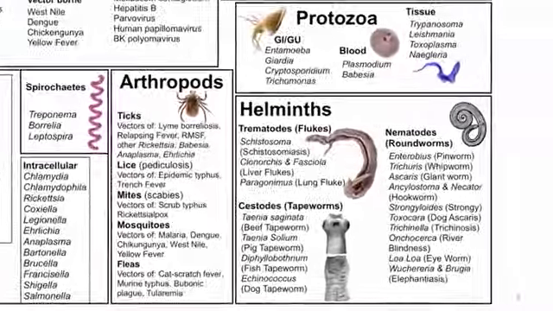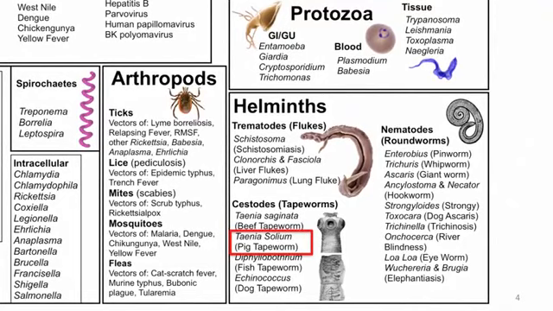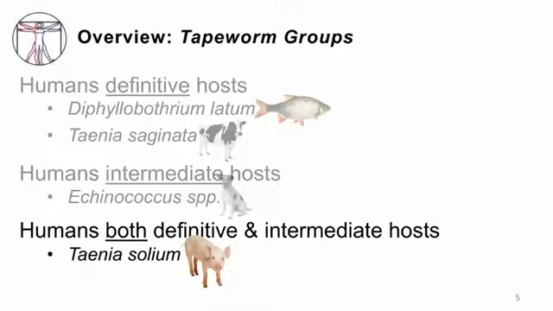This is our tree of pathogens. We're in the helminth section, in particular the cestodes, or tapeworms. And as you recall, the tapeworms come in different flavors. This is the pig tapeworm. It's the only one where humans can be both definitive and intermediate hosts.